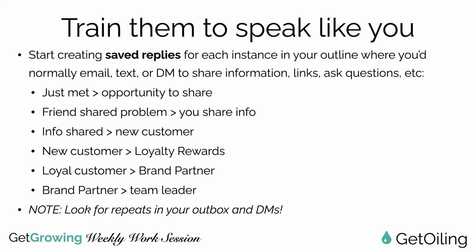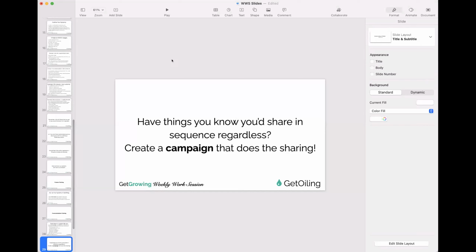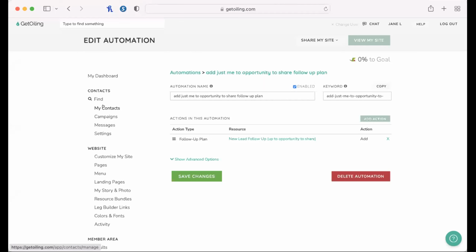Okay, so we're going to go and create those. And by the way, I'll show you this as well. If you have things that, regardless of their feedback, you would need to share in a sequence, you create a campaign for that. I will show you that. We won't go into as much detail as saved replies, but let's go and check out saved replies and how we stack these guys up.